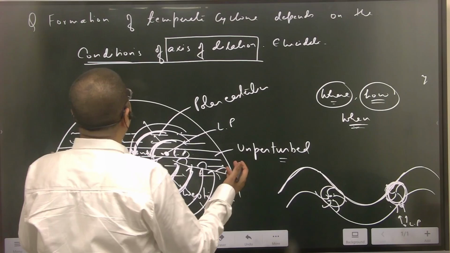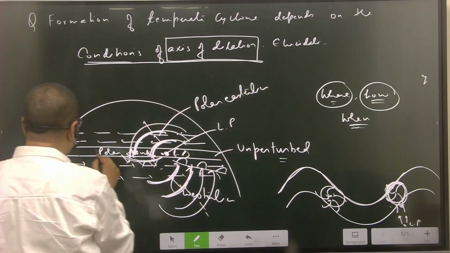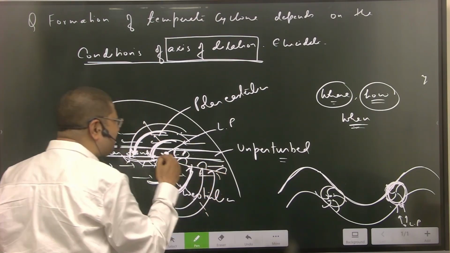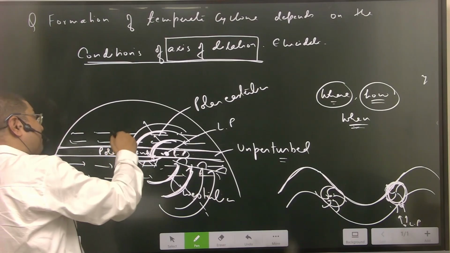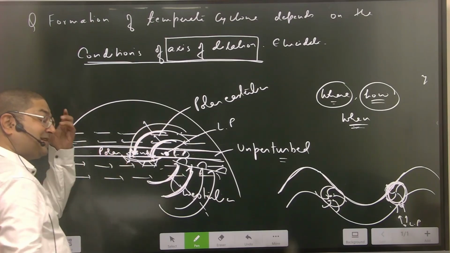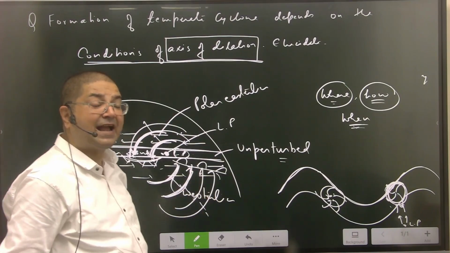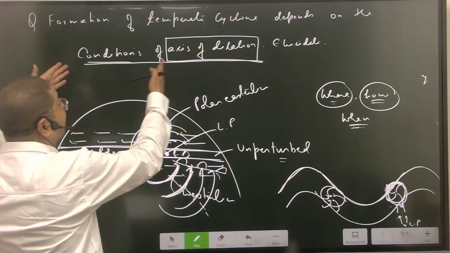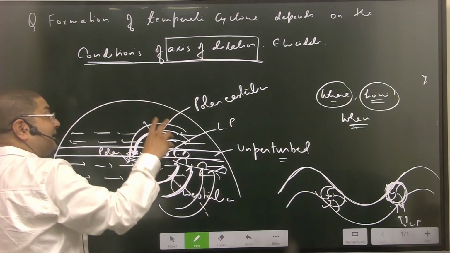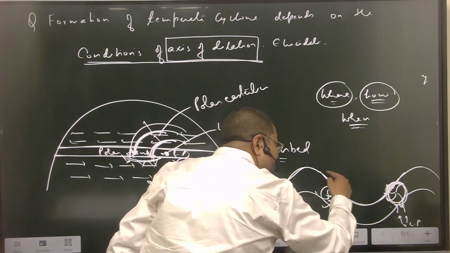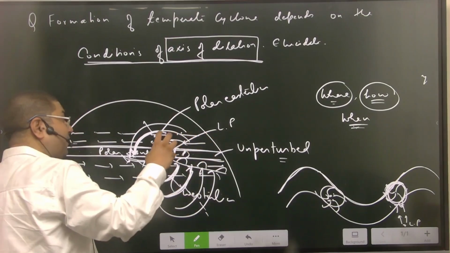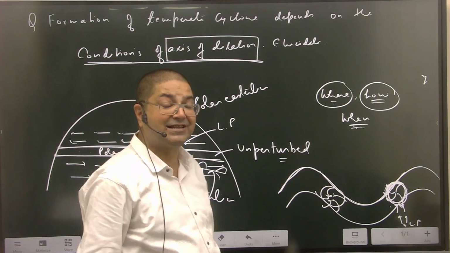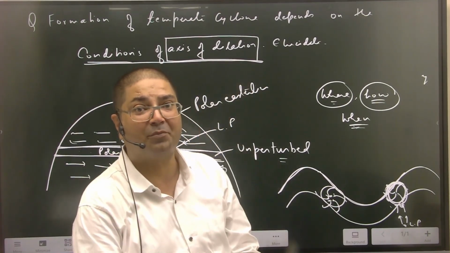So, what is the axis of dilation? The axis of dilation is simply this polar front, where the greatest temperature gradient is found, because it separates cold polar easterlies and warm westerlies. It is this polar front which acts as the axis of dilation. What are the conditions of the axis of dilation? Basically, the condition is whenever this region ahead of the upper air trough lies above this polar front, it leads to the genesis of cyclone, that is cyclogenesis, and a temperate cyclone gets formed.